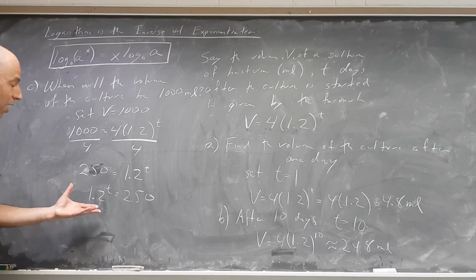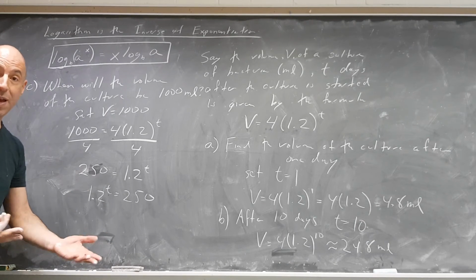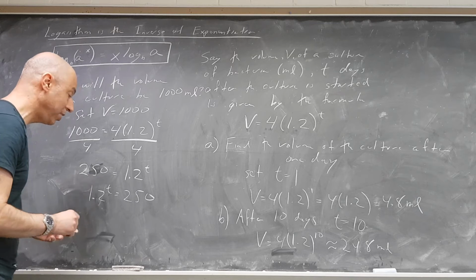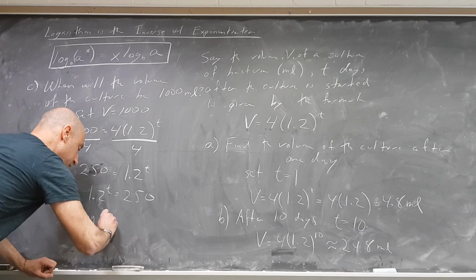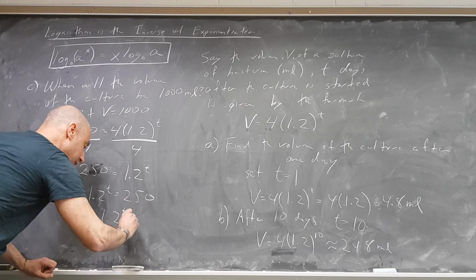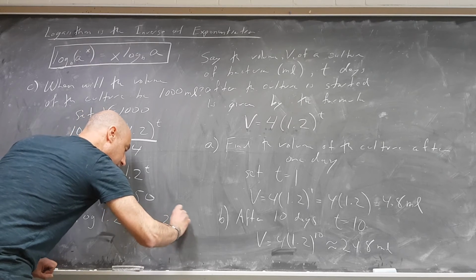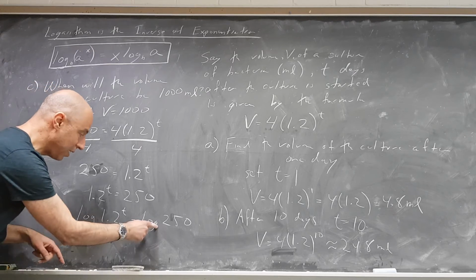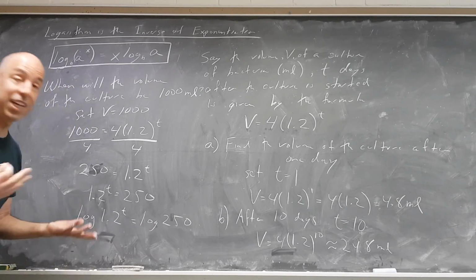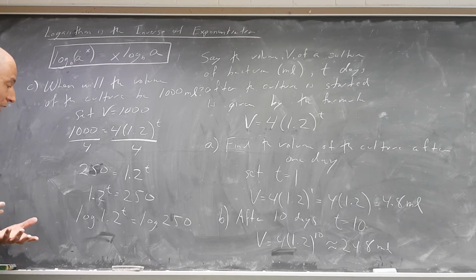We are going to take the log of both sides to any base you want. I'm going to use base 10. You can use base e. You can use any base you want, but I'm just going to use base 10. So log of 1.2 to the t equals log of 250. And remember, if I don't write a number down there, that's log base 10. All I've done is take the log of both sides. You can always do the same thing to both sides of an equation.